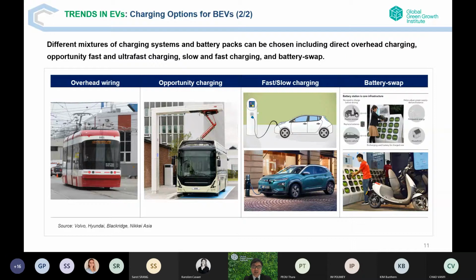And battery swap, the last one, is a quite interesting charging system. There is a smaller battery pack on the vehicle because they change the battery often. So if sufficient battery swap stations are available, maybe we can put a smaller battery pack on our vehicles. However, it requires costly infrastructure and a large amount of batteries, with limited flexibility as battery swap systems are often tied to certain vehicle brands. So in order to introduce battery swap efficiently, maybe we have to set up some standardization or regulation, in order to reduce the infrastructure cost.